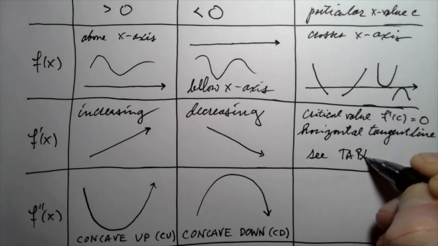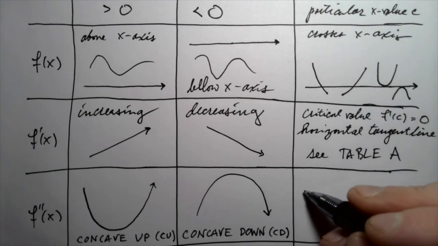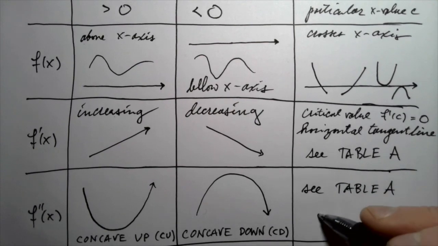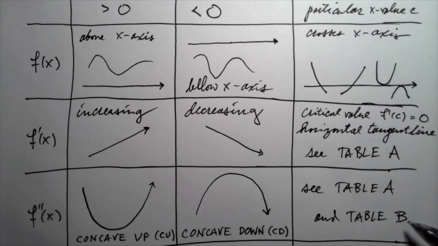I'll say C table A in that case. And then here I'll say C table A and table B. If you look at those various entries in these two sub-tables, that'll tell you what is happening in those cases. It's a little more complicated. Each of those possibilities sort of needs their own table.